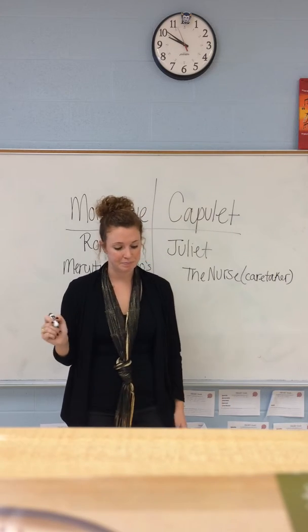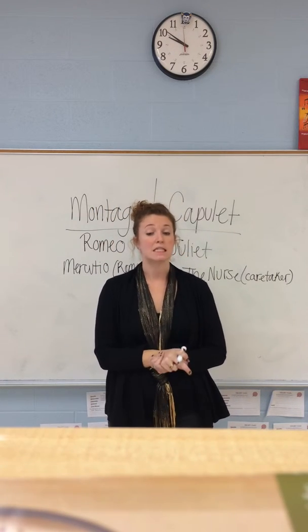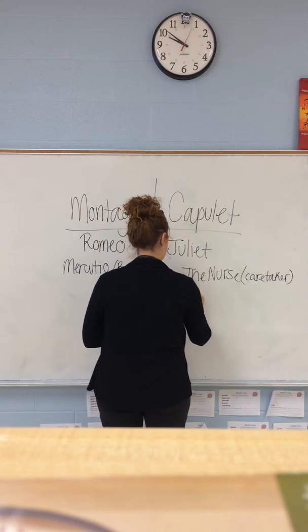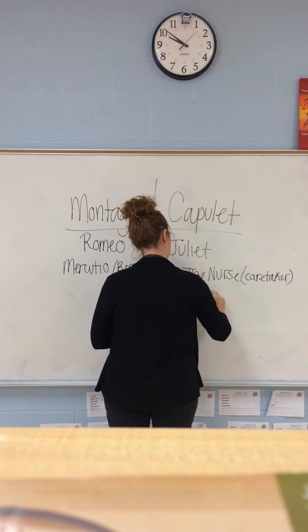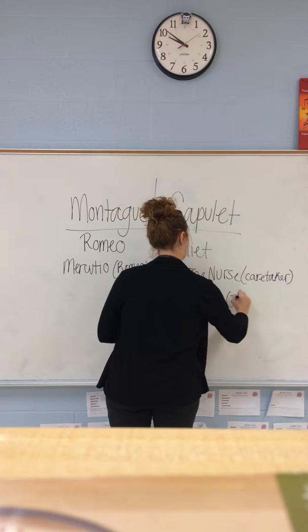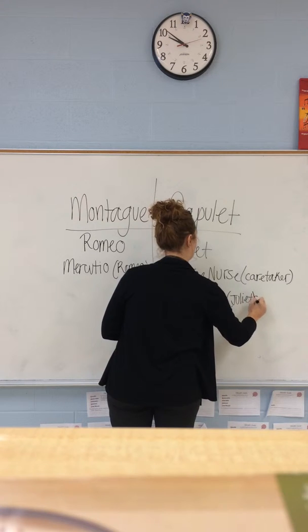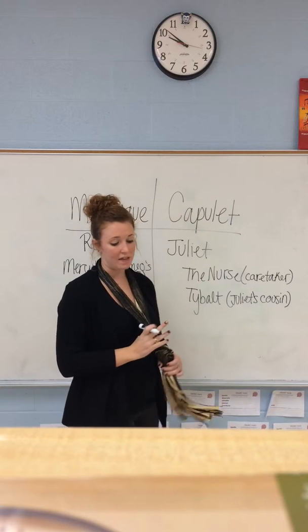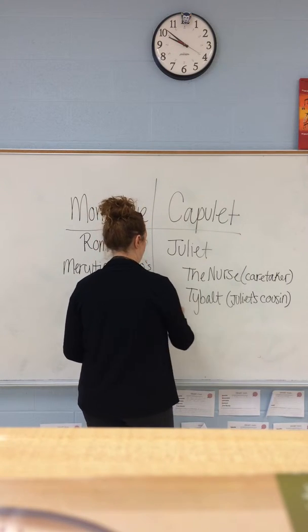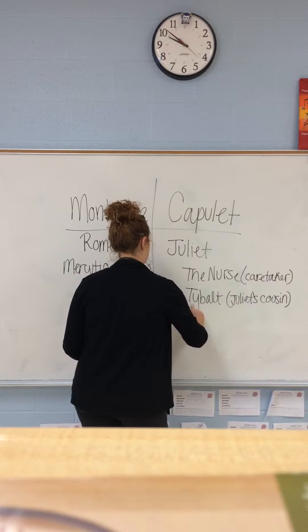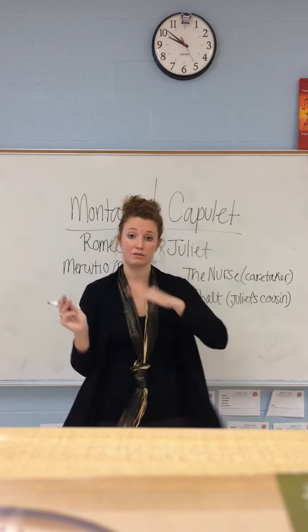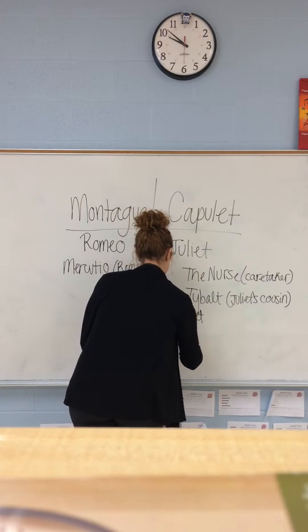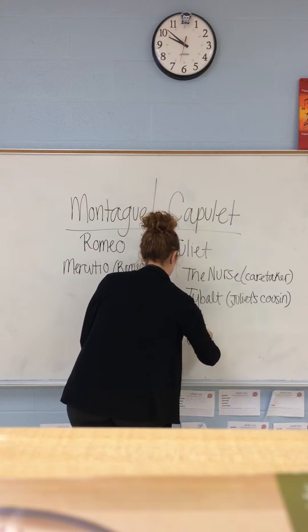She is her caretaker. The next person we have on the list is Tybalt. He is Juliet's cousin, so he also goes on the Capulet side. Okay, and then obviously the next person is Capulet. Okay, so Capulet goes over here. He is the leader of the house. And then if you flip your character notes over, then we have Lady Capulet, who is married to Sir Capulet. And she's Juliet's mom.